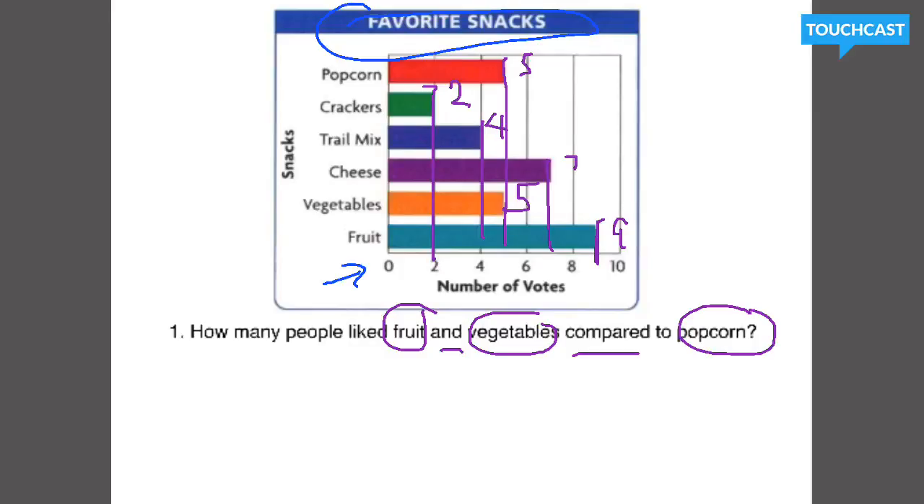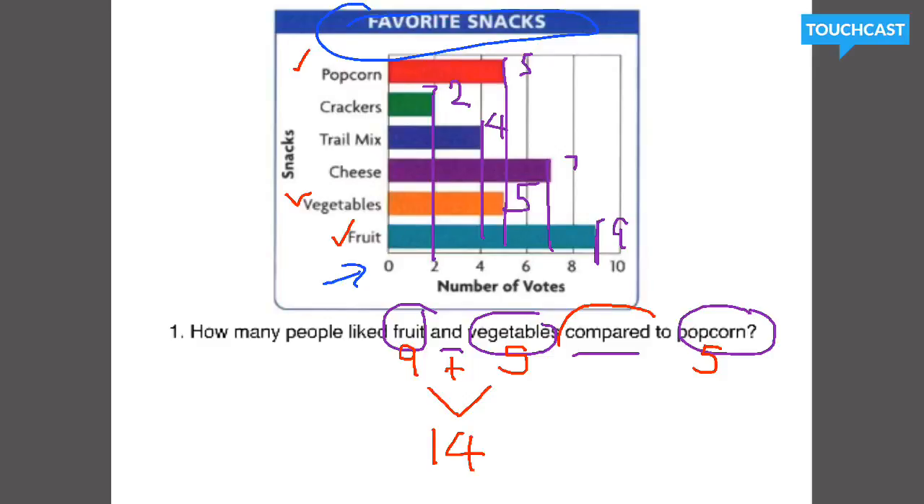Alright guys, let's take a look. So, how many people like fruit and vegetables compared to popcorn? So first, I'm going to pull out those numbers. Fruit, that's 9. Vegetables, that's 5. And popcorn, that is also 5. So now I'm going to think, what operation do I need to do? If I need to figure out fruit and vegetables, that tells me that I need to add. So 9 plus 5 must be 14.